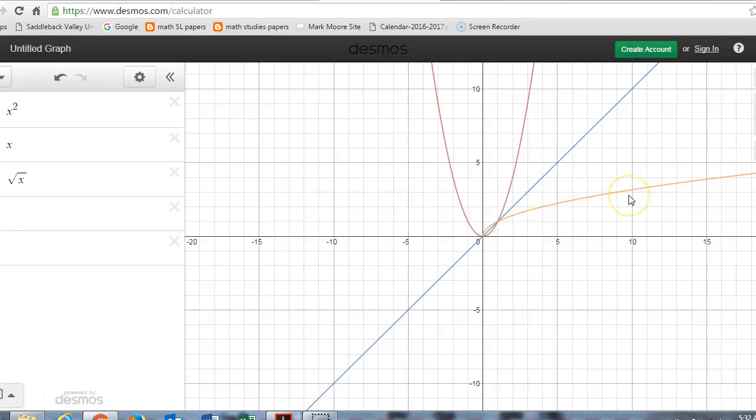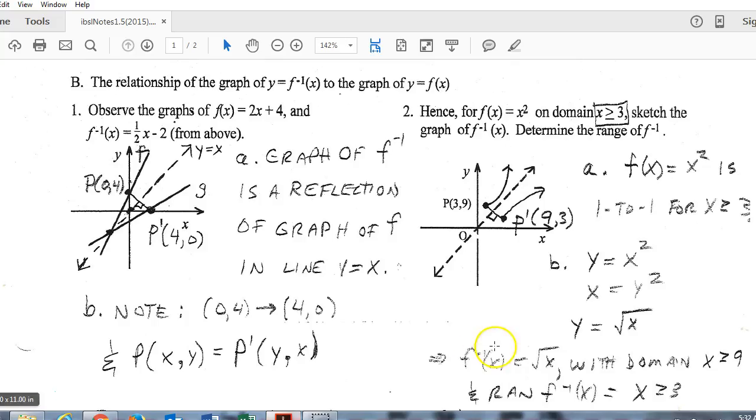And so that's why you're going to get a restricted domain on that, because now it's actually doable with an inverse. It's now a proper function. So going back to our notes, we're only looking at x's that are greater than or equal to 3. That's our domain. So remember what I said earlier: the domain of the original function becomes the range of the inverse function.